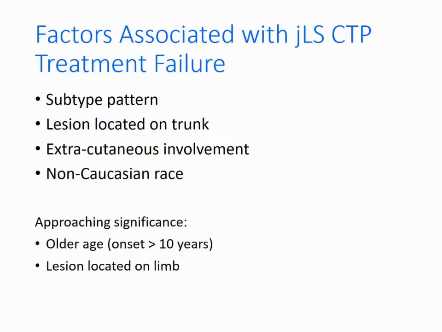And then I think it's very interesting to consider that 20, 25% of patients failed these treatments, and failure means that the physician gave them more treatment than what was prescribed in the consensus treatment plan. What we found was different between the ones who failed and the ones who did not was their subtype pattern. Like we might suspect, those that failed tended to have deeper subtype, more severe disease. They had a lesion located on the trunk, they had extracutaneous involvement, and there was a higher frequency of non-Caucasians, although the majority of patients were Caucasians. Approaching significance was maybe older age of onset of disease and lesions located on a limb.